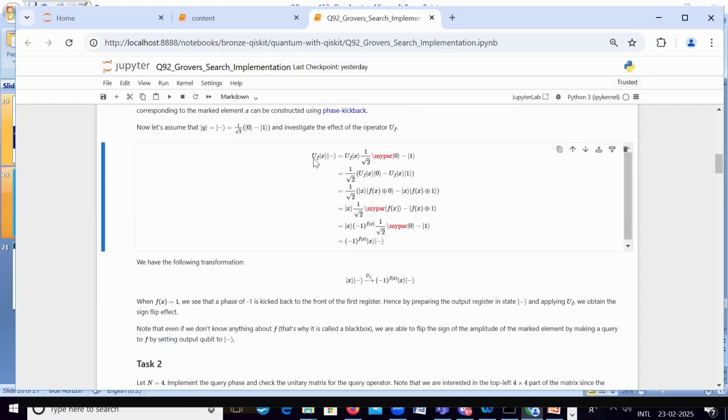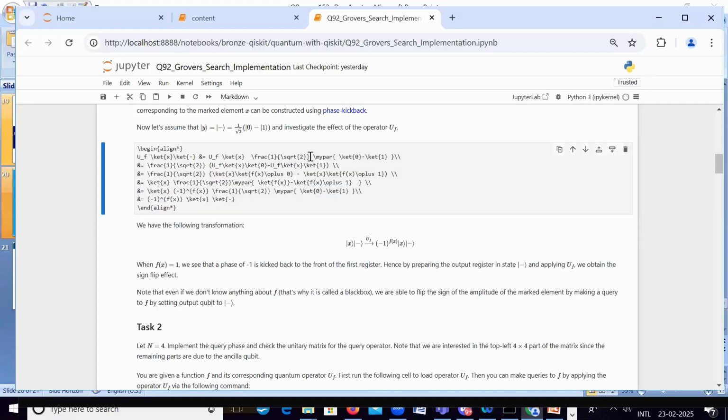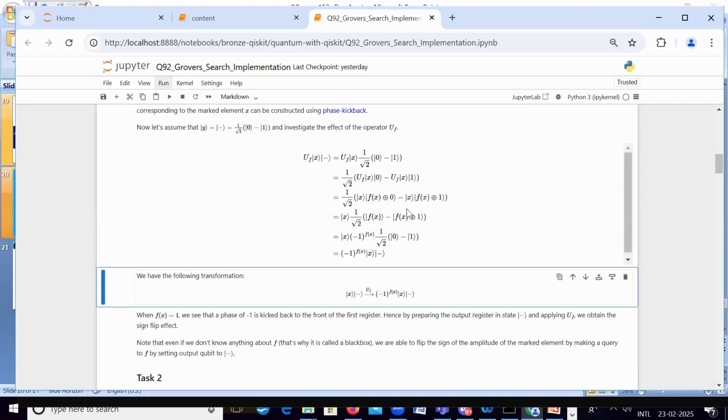Now, by applying UF, the operator, on ket x and ket minus, we get the final state as calculated here. We have the following transformation. This is basically being transformed using that operator.